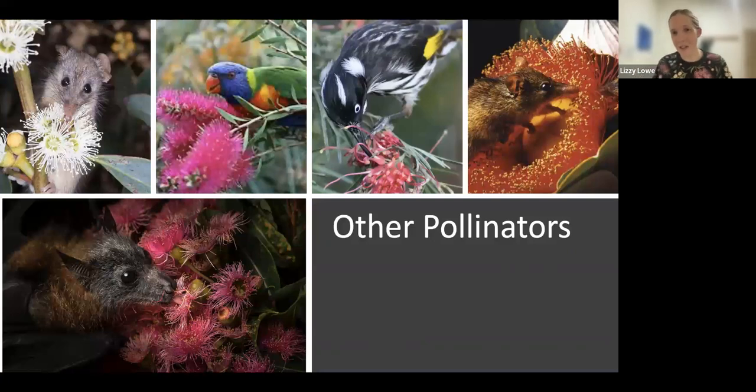But also, it's not just insects. There are a lot of mammals and birds which can act as really good pollinators as well. So this is just another plug for biodiversity, basically. There's lots of different species we could be encouraging out there to do these important jobs. And there's some pretty cute ones here too.